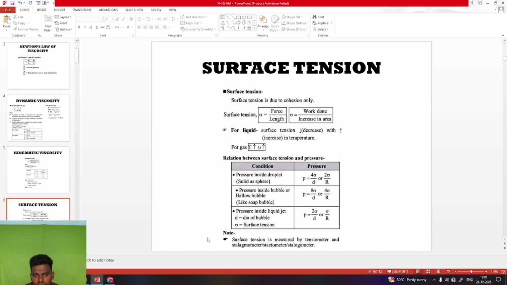And pressure inside a liquid jet: D is equal to diameter of bubble and sigma is equal to surface tension, and the pressure inside the liquid jet P is equal to 2 sigma by D or sigma by R. The surface tension is measured by tensiometer or stalagmometer or stactometer.